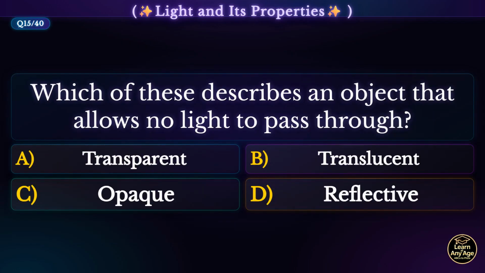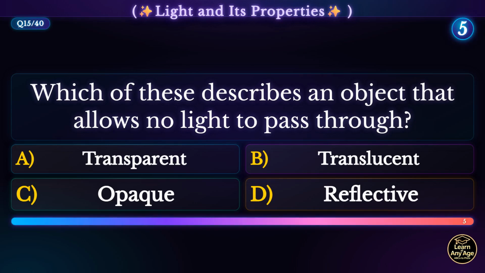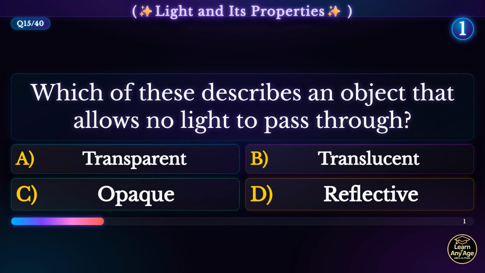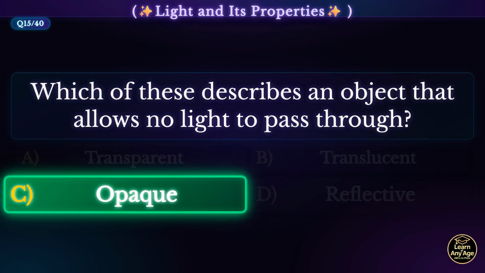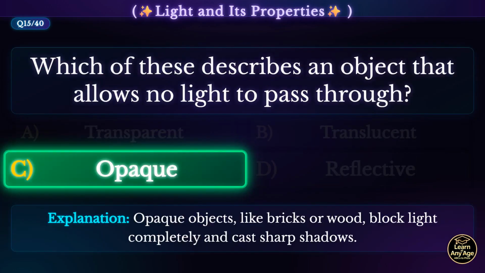Which of these describes an object that allows no light to pass through? Transparent. Translucent. Opaque. Reflective. Opaque. Opaque objects, like bricks or wood, block light completely and cast sharp shadows.